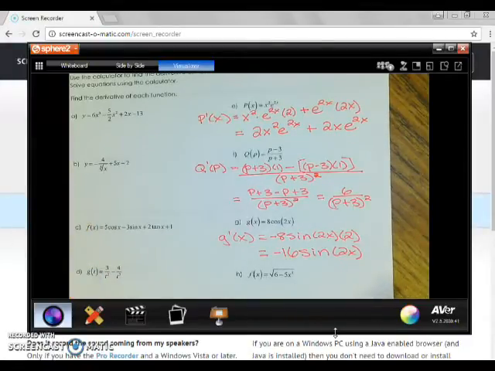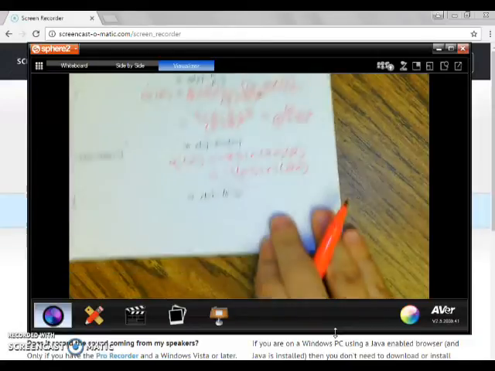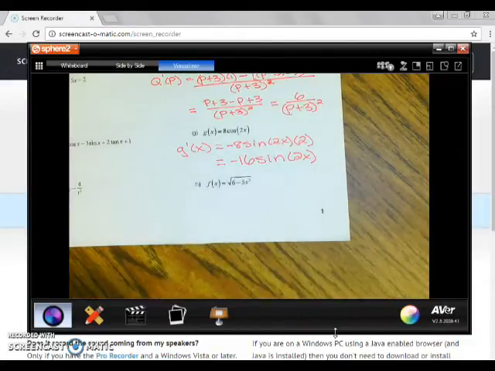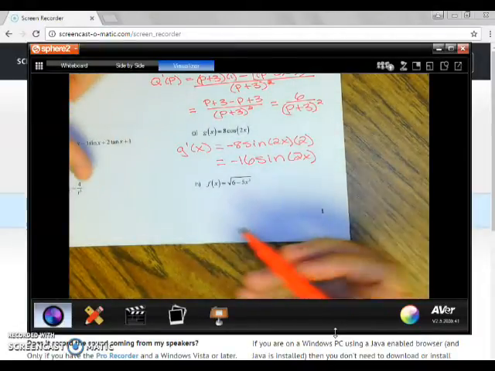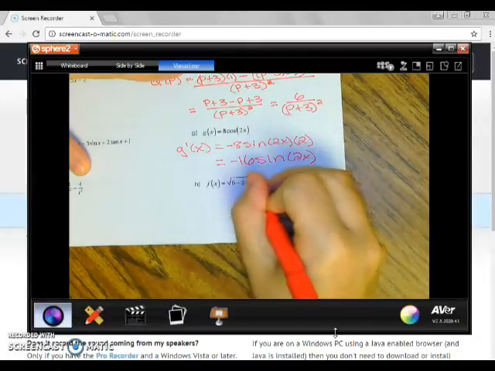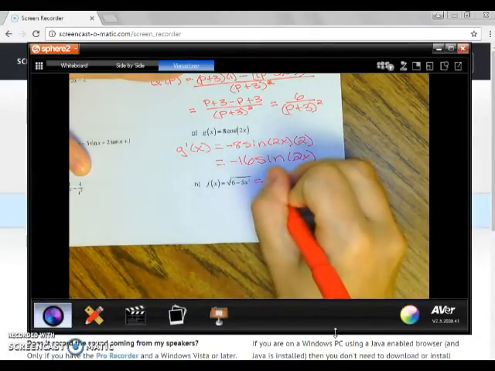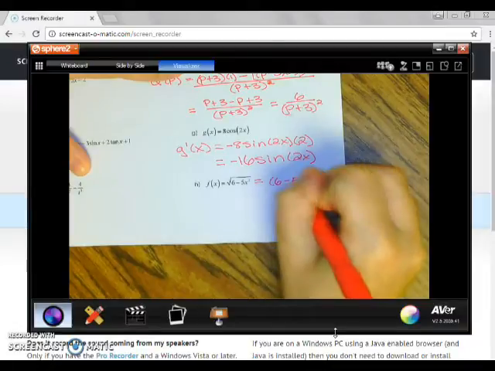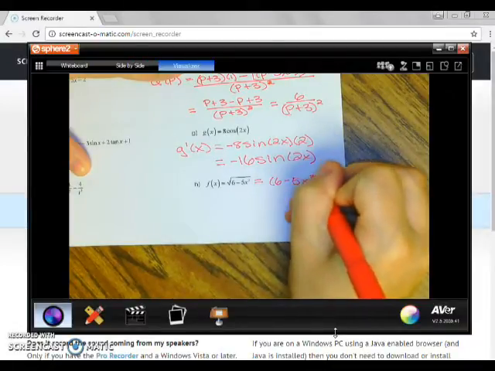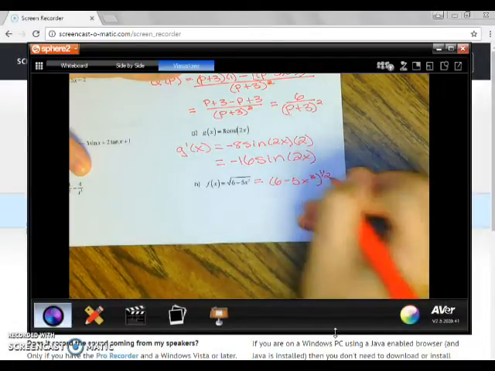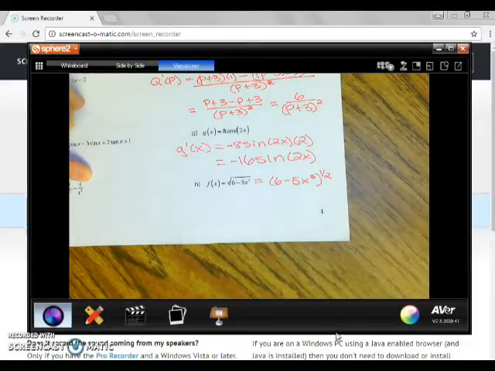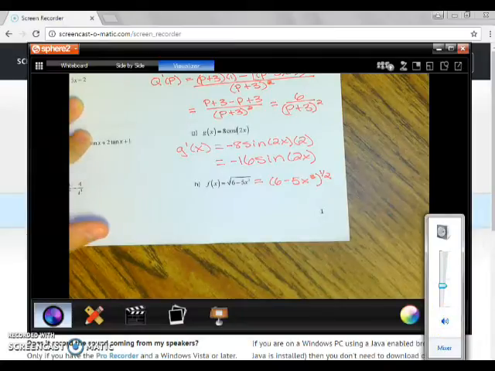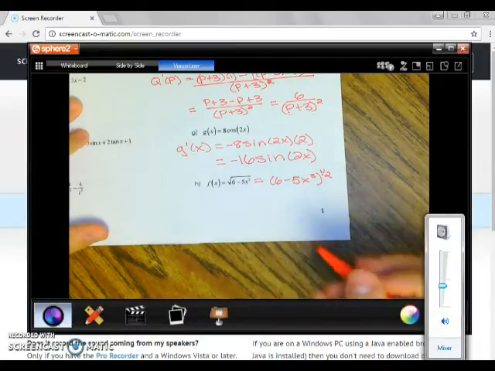And for the last one in this column here, let's see, this will be another chain rule, but you have to rewrite it first. So this one has a few lines of work to it. I'm going to say that that is equivalent to 6 minus 5x cubed, that raised to the 1/2. Whenever you see the square root, you should be thinking that something is to the 1/2 power, okay? And now I can go ahead and take the derivative.